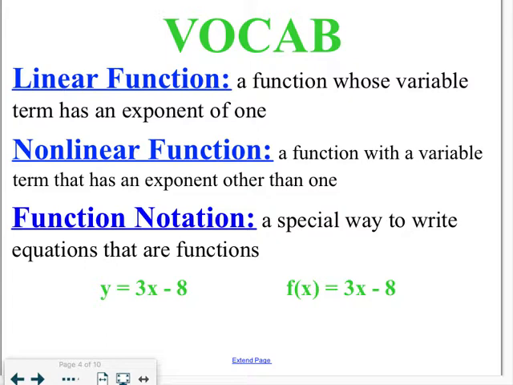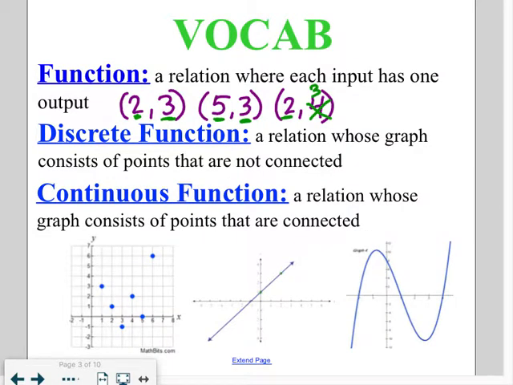The other type is nonlinear functions. We group all of those together if there is an exponent of something other than 1. It doesn't matter if it's 2, 1.5, -3. As long as the exponent is not 1, it is going to give us a nonlinear function. That example on the right is just one type of nonlinear function. They can give us many different curves on a graph. This is just one example.